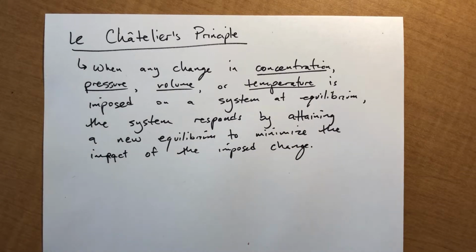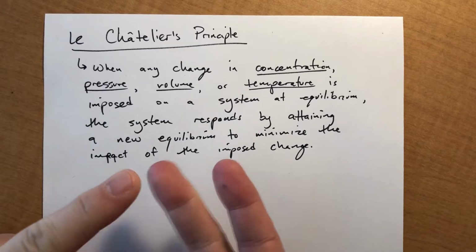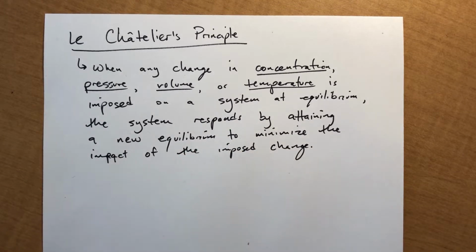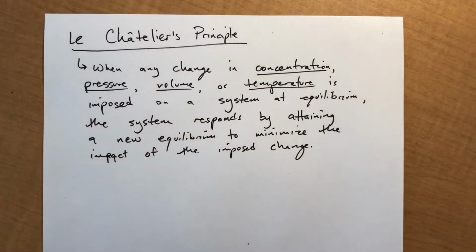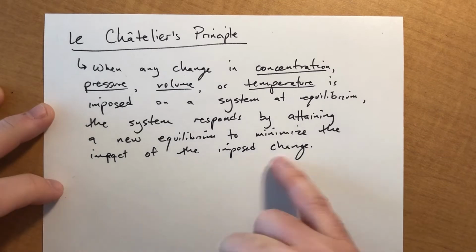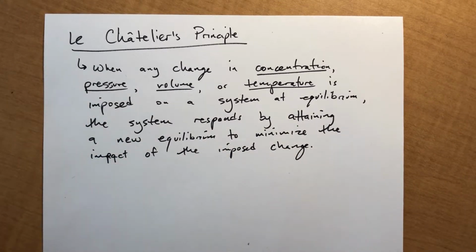So Le Chatelier's Principle, some textbooks phrase it a little differently, but it's basically this. When you have any change in concentration, pressure, volume, or temperature that is imposed on a system that is at equilibrium, so in other words, we're starting at equilibrium and then we're messing with it. We're heating it up, we're cooling it down, we're changing the pressure, adding reactants or products. The system is going to respond by getting a new equilibrium condition that minimizes the impact of that change.